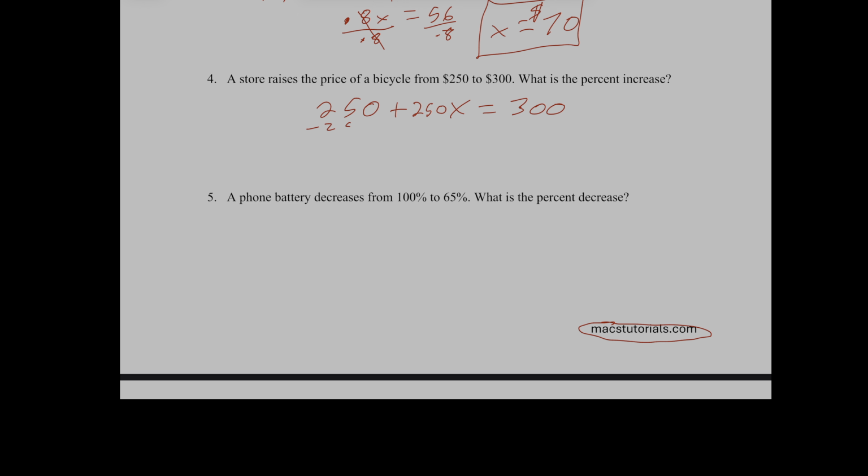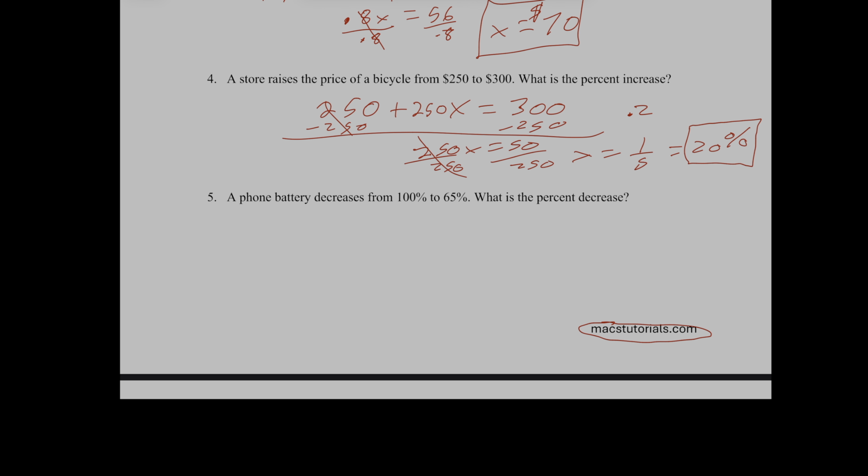Once I subtract 250 from both sides, I get 250x equals 50. And once I do all my handy-dandy math, x equals 1/5, and I know that's going to be 20%. Sorry if I jumped ahead there. 1 divided by 5 is 0.2. If you plug into your calculator 50 divided by 250, you're going to get 0.2 as an answer. But we have to express it as a percent, and 0.2 is 20%.